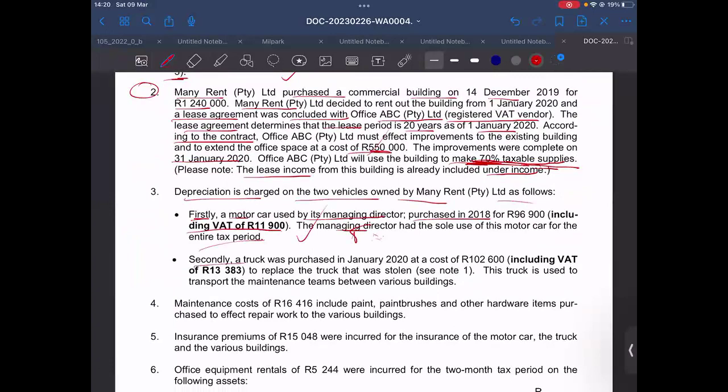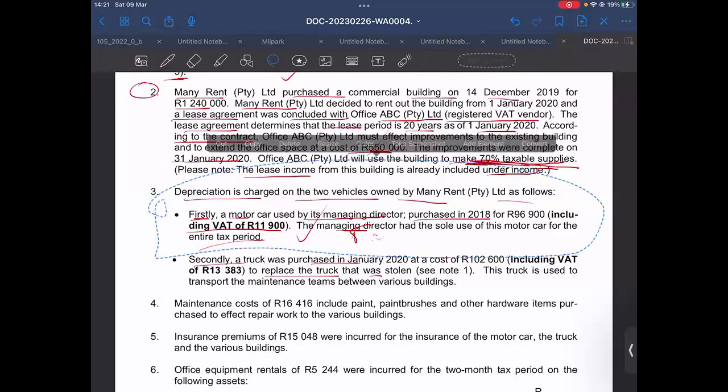The second truck was purchased on 1 January 2020 at a cost of 102,600, including VAT, to replace one that was stolen. This truck is used to transport the maintenance team between various sites. All right, for this one there's no fringe benefit. So the vehicle which gives rise to a fringe benefit is the first one. Let's deal with it here so that we import our answer to that part.